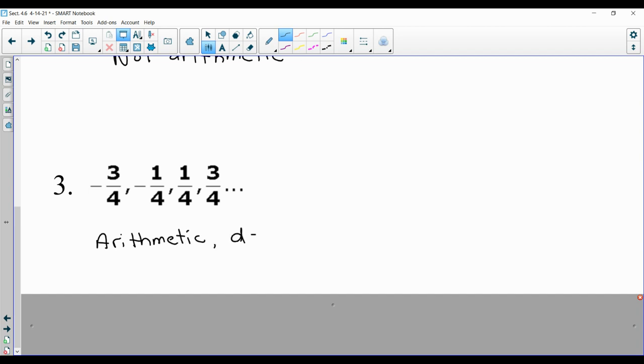D is 1/2. Like Jordan said, what would the next 3 terms be? Jordan, do you know what the next 3 terms would be? 5/4, 7/4, and 9/4. And you can just leave them as fractions as they have them. And 1/2 is the same as 2/4, which is what he's doing in his head, making it 2/4. So it becomes 5/4, 7/4, 9/4. So that is arithmetic. It goes up by a common amount.